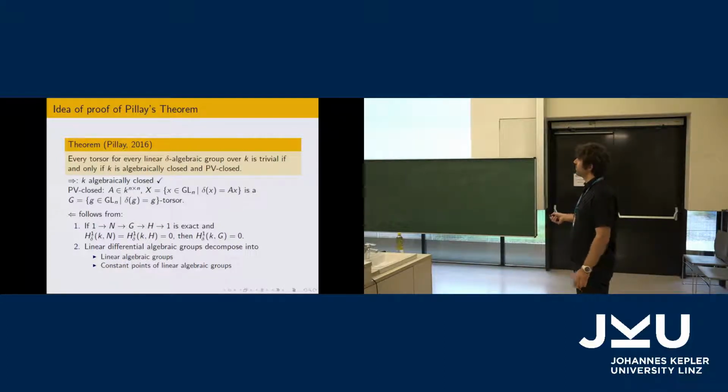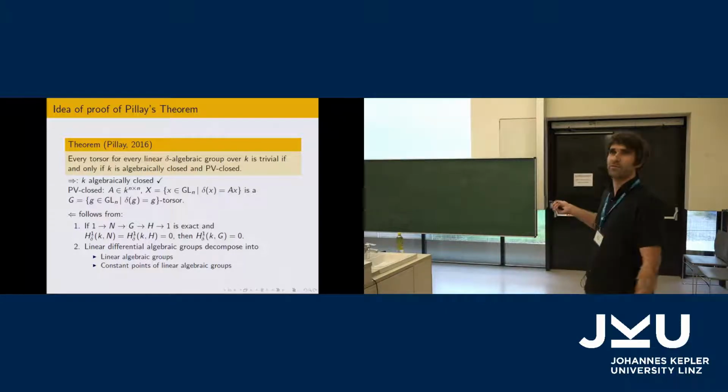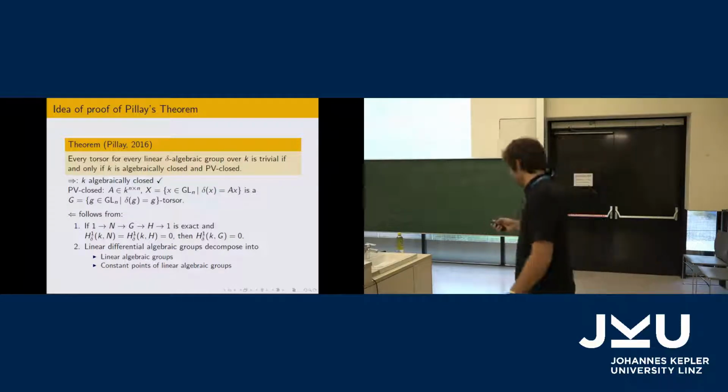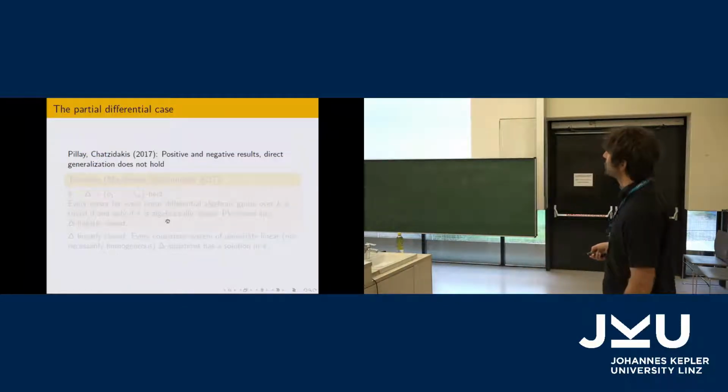And so for the linear algebraic groups, it's enough to know that K is algebraically closed. And now for the constant points of linear algebraic groups, you can use the Picard-Vessiot closed assumption. Okay. So it's kind of an oversimplification of the proof, but that's the very basic idea. And a similar approach works for other cases.